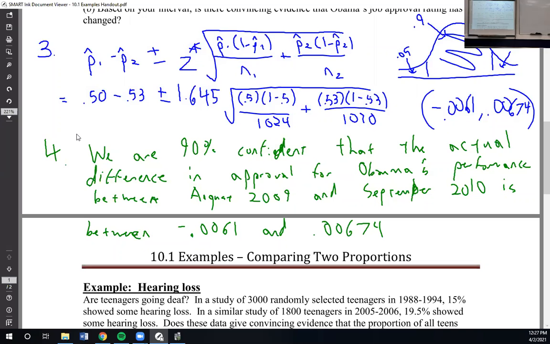So that's how our step 4 sentence looks. We're 90% confident, and then say what you were measuring the confidence interval of, and then say it's between these 2 numbers. Same sentence that we've been doing and we've been using.